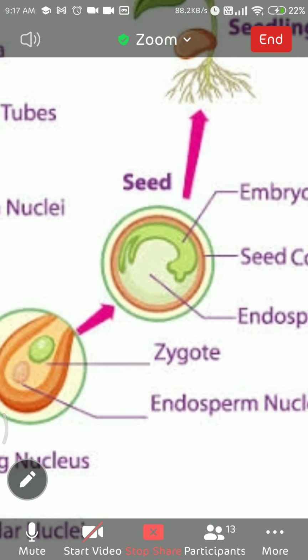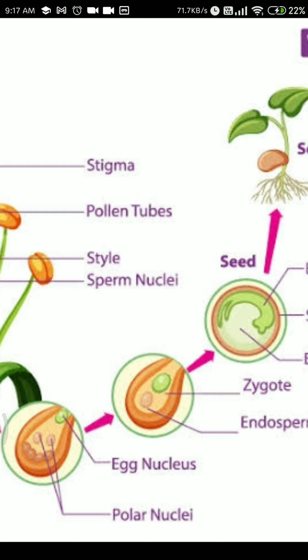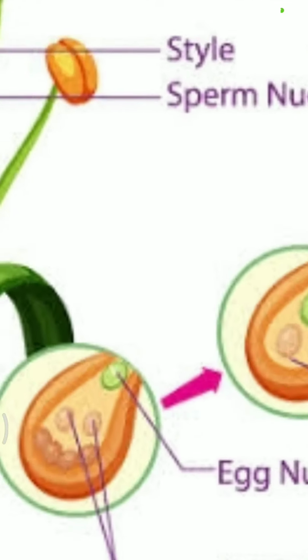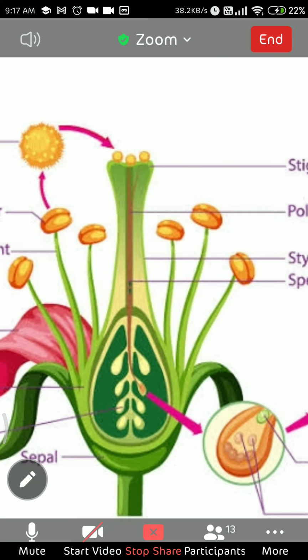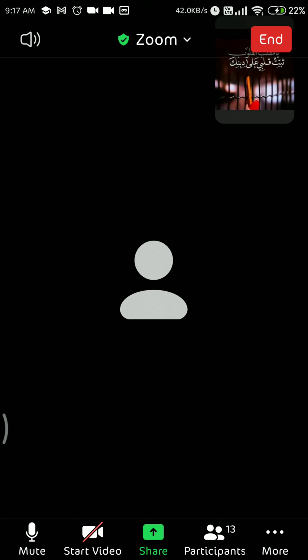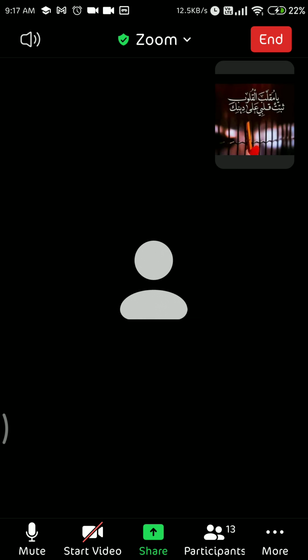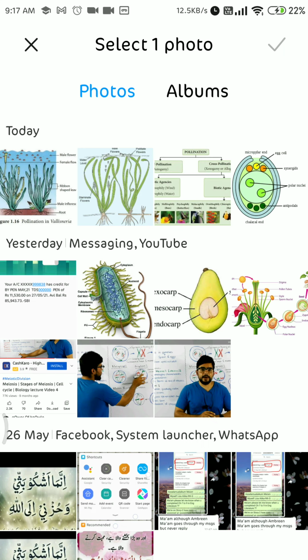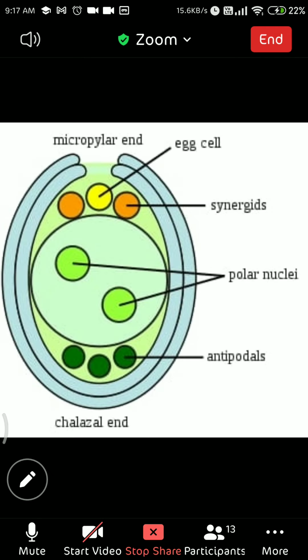The green structure is actually the egg. Here you can say this is the egg, and these are the polar nuclei. Inside the ovule, seven cells are there. One is the egg. I'll show you first the structure of the ovule, and how many cells are there. Here, this is the structure of the ovule.